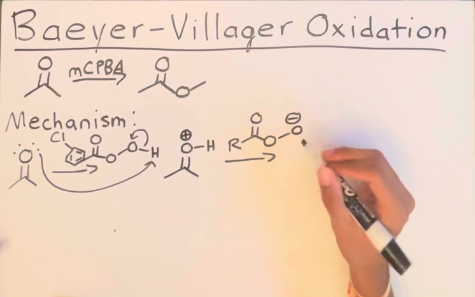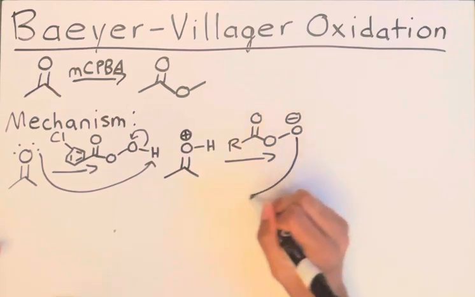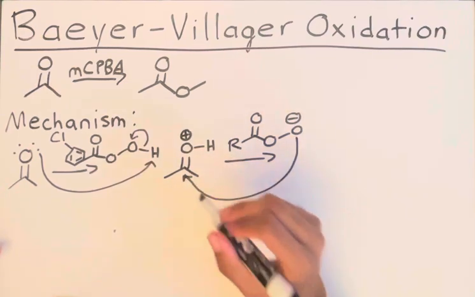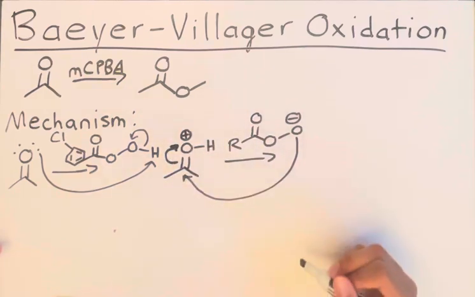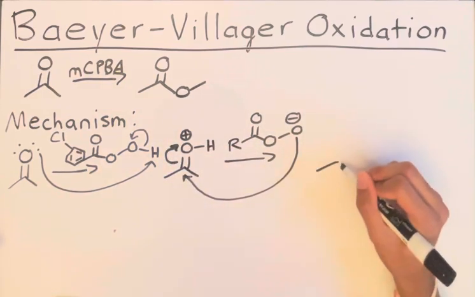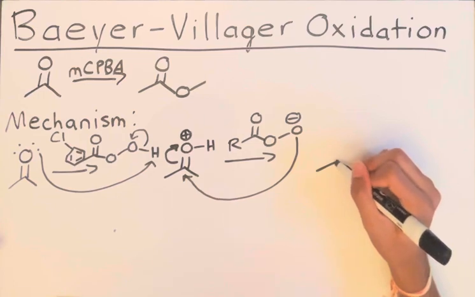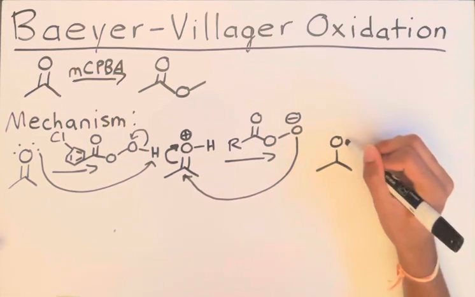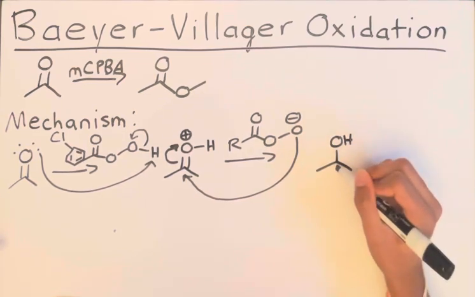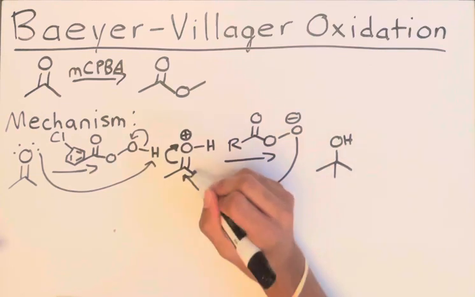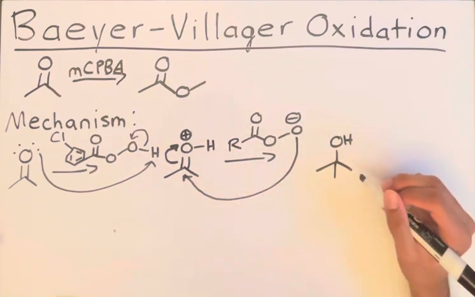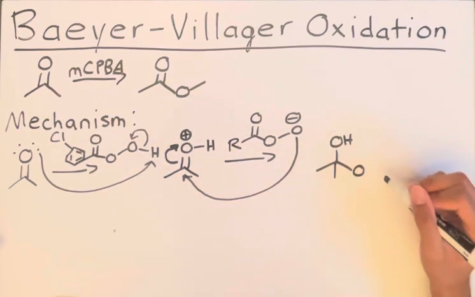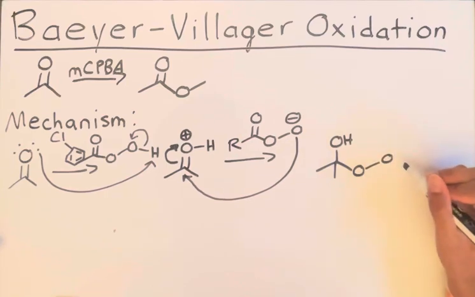And this negative charge is going to attack our carbonyl carbon right here, putting those electrons onto the oxygen. So now what we get is our oxygen and our hydrogen up here, our alkyl group down here, which is this part, and then we have our oxygen right here, and then the rest of our molecule.